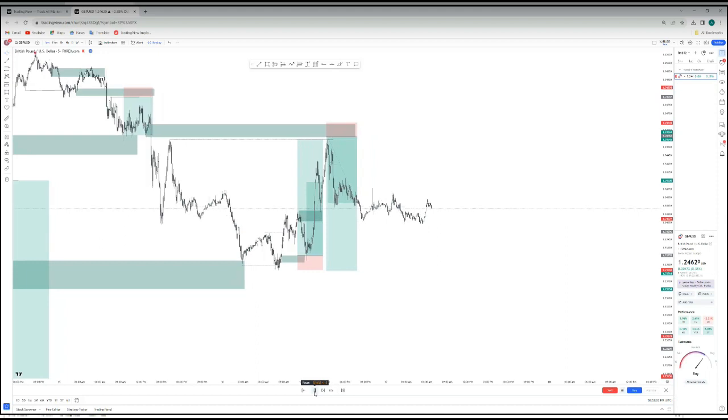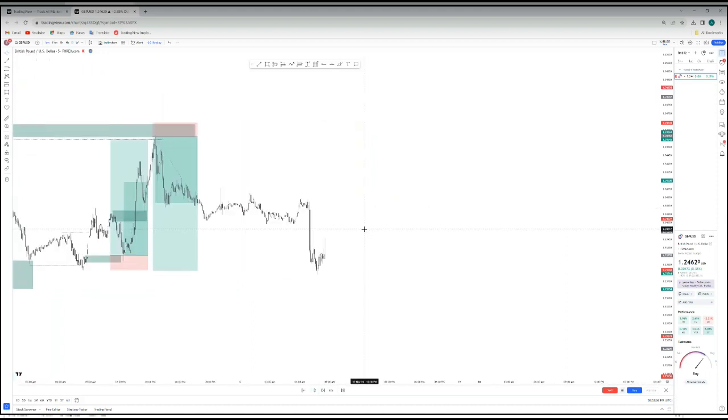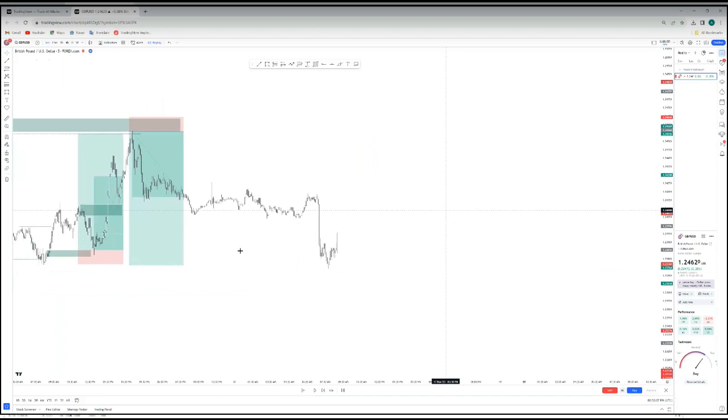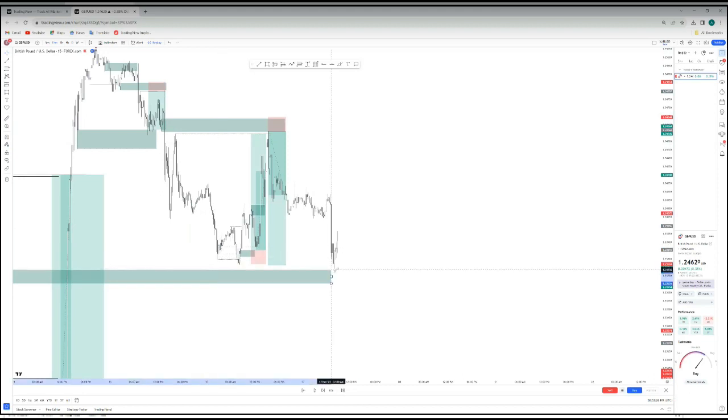So let's see. Now price already took out the what? The low. Price took out the low, but with a sweep, not a body break. We don't have a break of market structure. And we are still within this what? This reclaim area. So we have a sweep of this low.